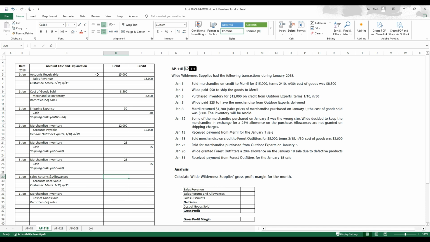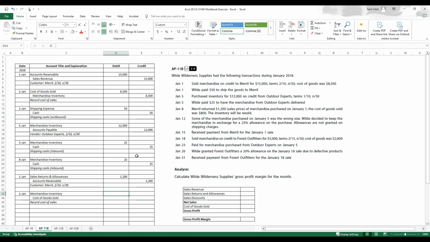Okay, and so they didn't return all this. We're not going to use these same numbers here, but they returned $1,200 worth. So our returns and our AR goes down by $1,200. We're not going to receive that $1,200. So it was a total of $15,000. But since they returned a portion, it's not going to be $15,000 anymore. It's going to be $13,800 of AR.